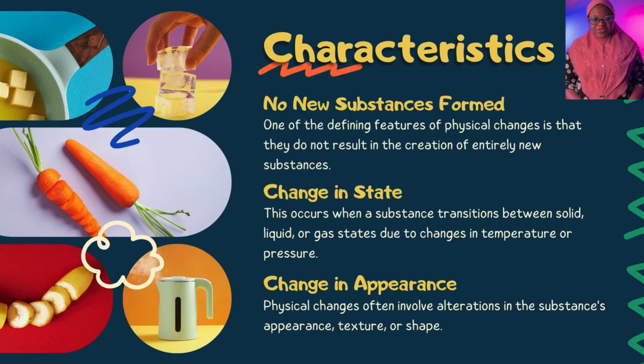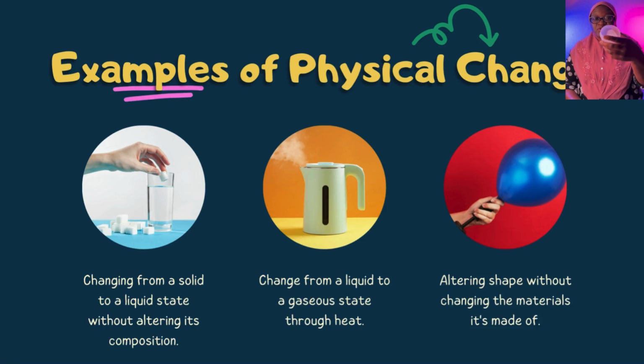Other examples of physical change include changing from solid to liquid state, changing from liquid to solid state like we have seen here, and changing the shape of a material. Like if I squeeze this piece of paper now, I've changed the shape from what I had previously, but at the end of the day, it is still a piece of paper. I'm able to get back the sheet I actually started with.